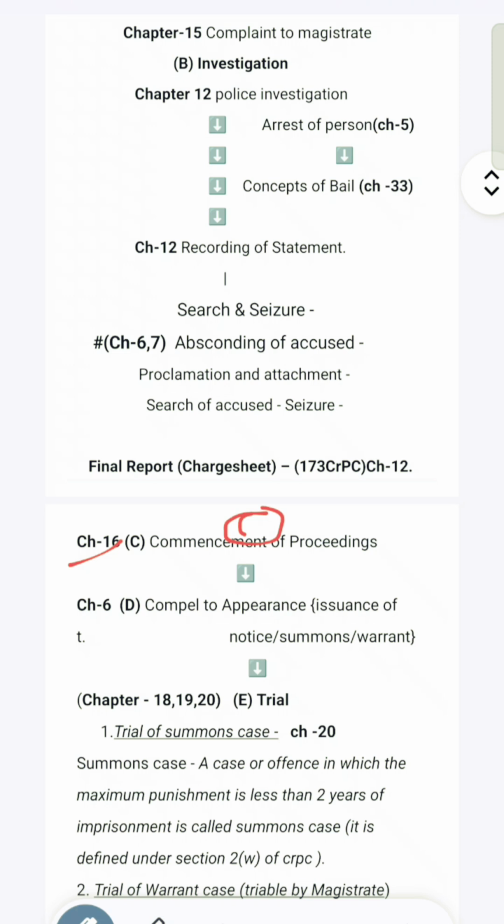Next is compelled appearance. If the court starts the proceedings, the parties need to appear before it. So in chapter 16 there is compelled appearance, under which the court issues a notice, summons or warrant to the parties to appear before it. Next is trial. The trial is discussed in chapter 18, chapter 19 and chapter 20. Let's discuss one by one.